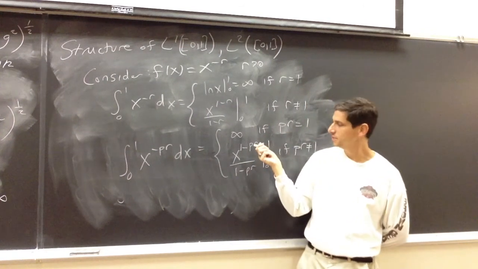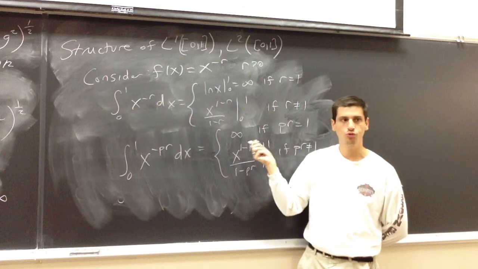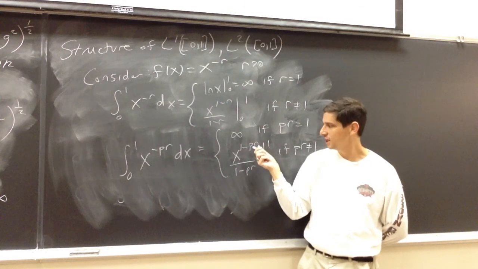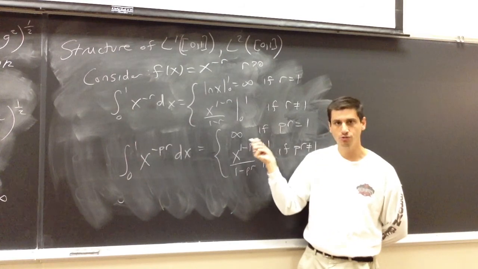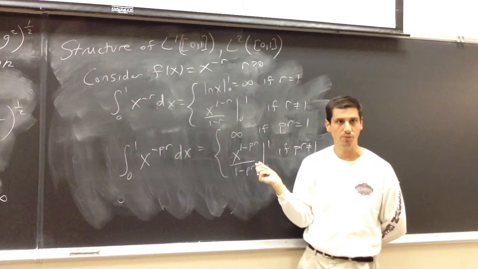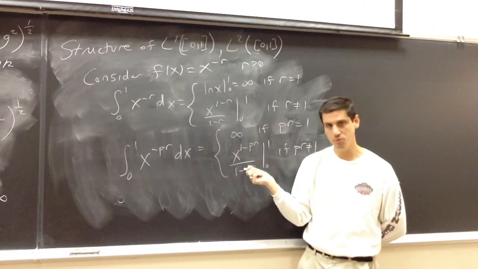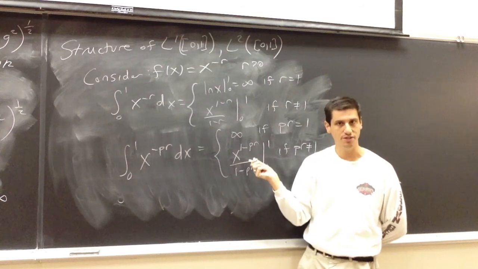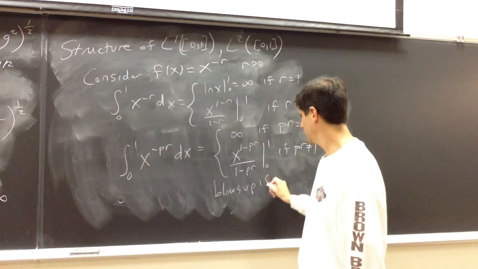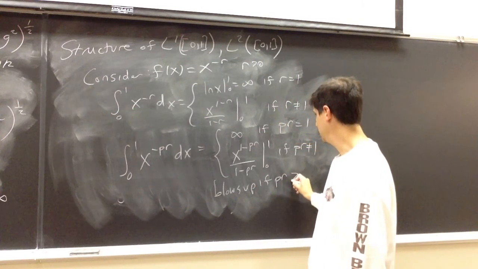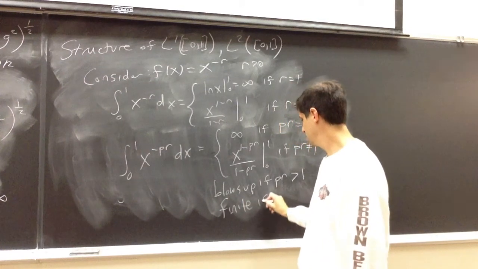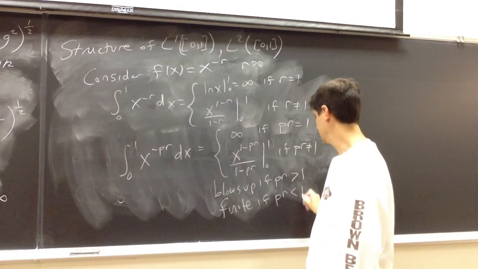So the cases that really matter are pr greater than 1 or pr less than 1? If pr is greater than 1, I have an exponent here that's negative. And when I plug in 0, it's going to blow up. This will be a negative number. Negative times negative is positive. So it blows up if p times r is greater than 1, finite if pr is less than 1.